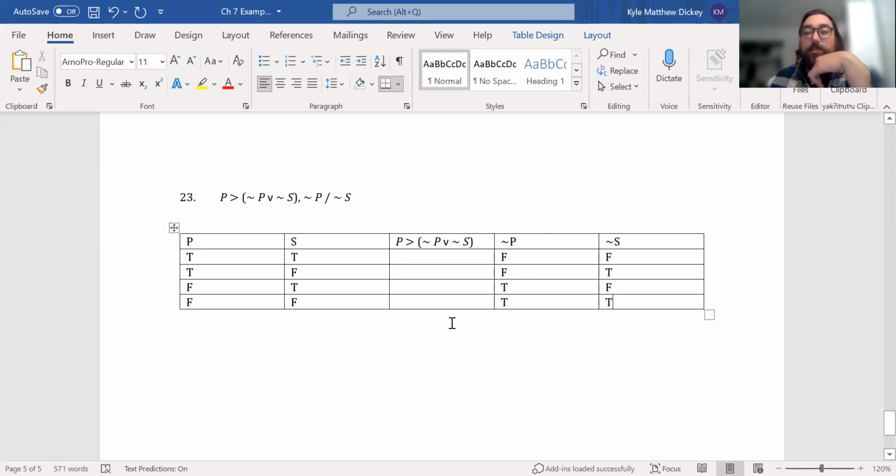Okay, what should we do? How are we going to do this? So we've got not P or not S. So let's figure out this one first, right? Because this is the sort of innermost one. So true, true. Well, not P is false, not S is false. So here we've got a false case.